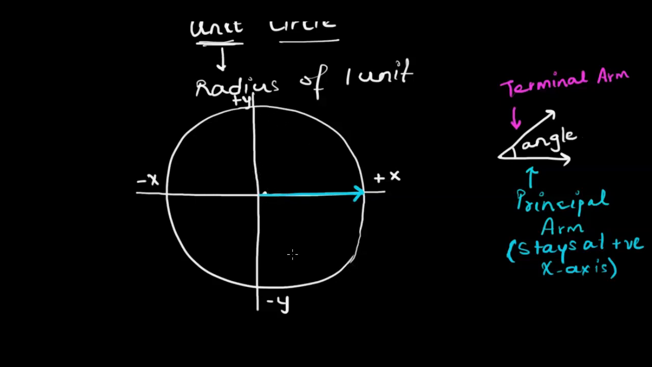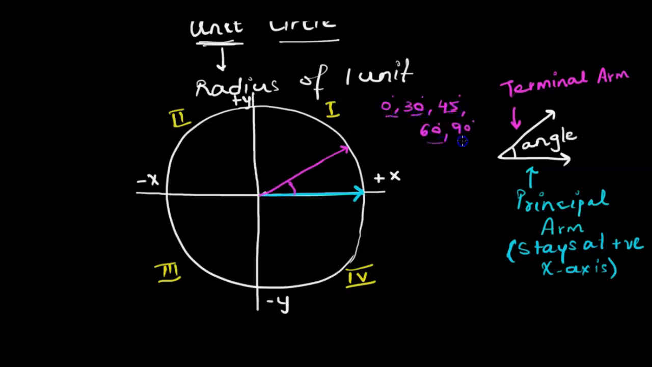These 4 quadrants have specific numbers, so this is called quadrant number 1, this is quadrant number 2, this is quadrant number 3, and this is quadrant number 4. If the terminal arm lies on top of the principal arm, the angle that the terminal and the principal arm make is called a 0 degree angle. If the terminal arm moves away from the principal arm, it will increase the size of the angle. The only angles that we worry about are 0 degrees, 30 degrees, 45 degrees, 60 and 90 degrees.